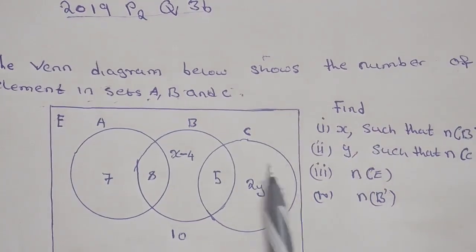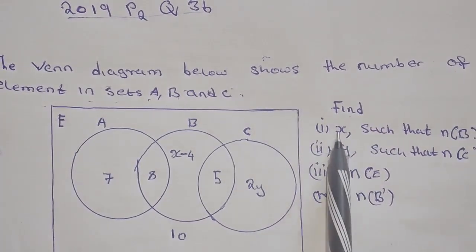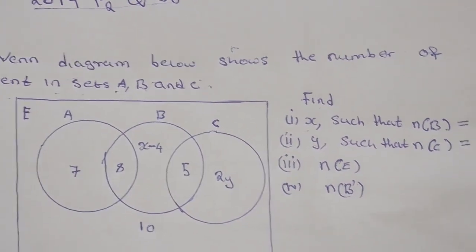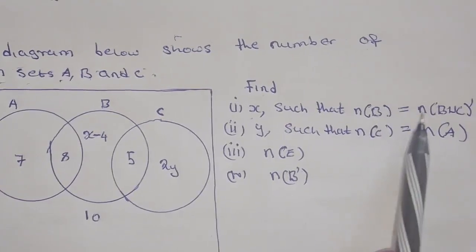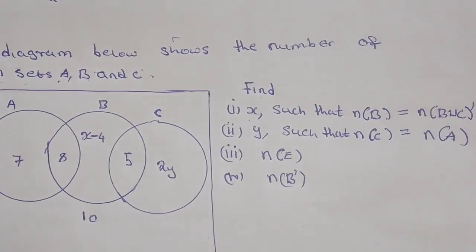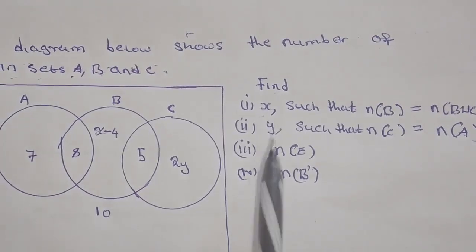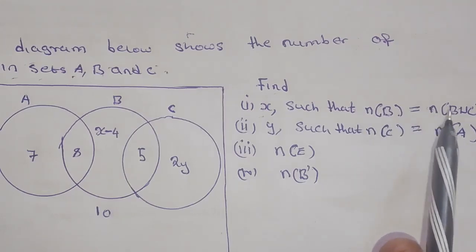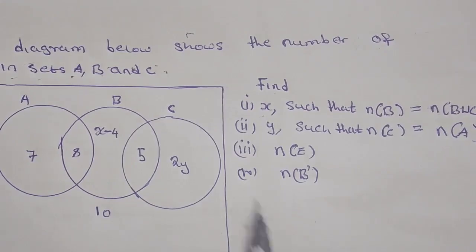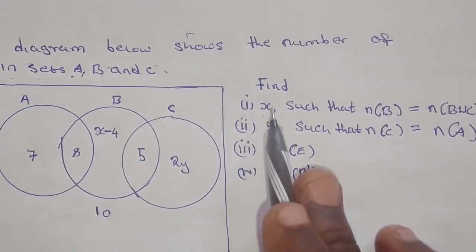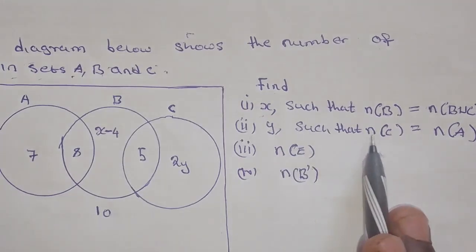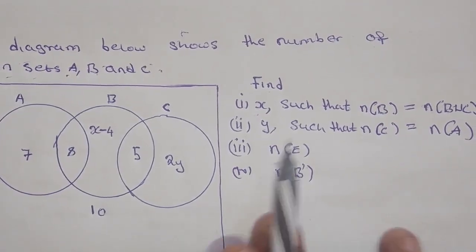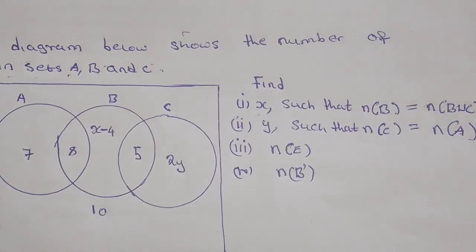The first question says, find x such that n(B) is equal to n(B union C)'. And the second question reads, find y such that n(C) is equal to n(A).